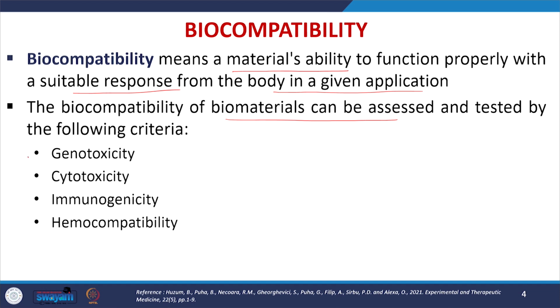The first one is genotoxicity. Genotoxicity means the particular material should not induce any damage to the DNA. Next one is cytotoxicity. The particular material should not induce any toxicity to the cells. Third one is immunogenicity. The particular material should not induce any immune responses including allergic responses. The fourth one is hemocompatibility. The particular biomaterial should be compatible to our blood, that is called hemocompatibility.